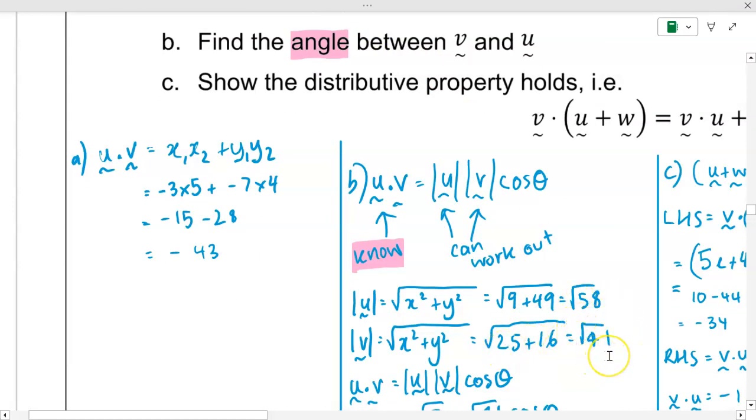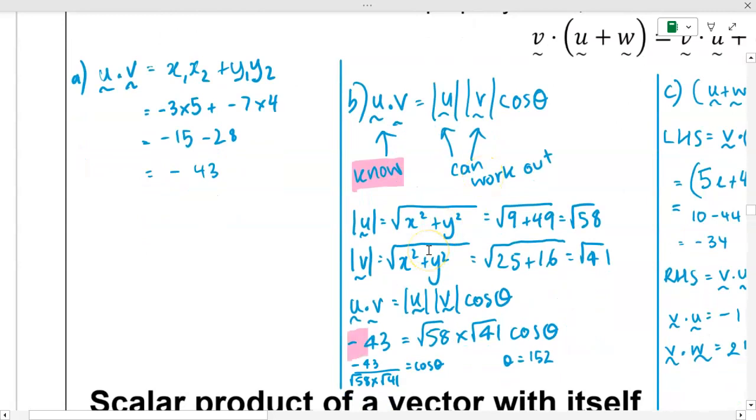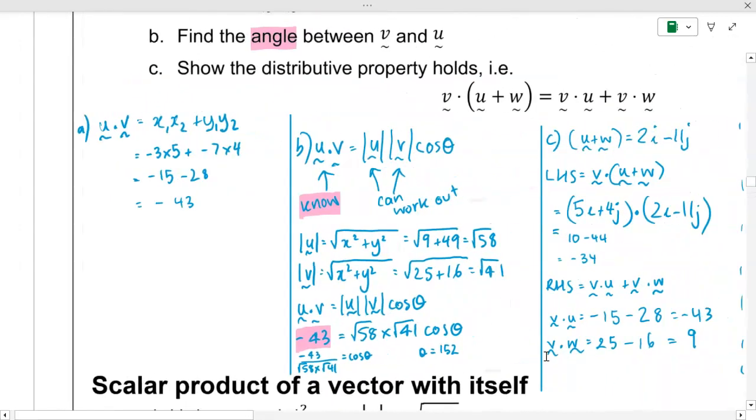root 41. So I need to pop those 2 answers into here. I know that that equals minus 43 from my last part. There's my magnitude of u, root 58 times root 41 cos theta. Divide both sides by the surd parts there. Invert my angle and I get theta is 152 degrees. And that's the angle between those two vectors.